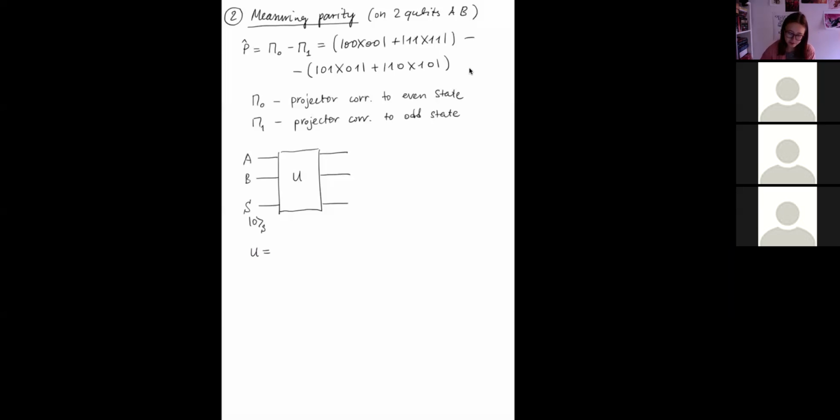So my proposition for this unitary is the following, and again you'll see that it's constructed in a very similar way as a C-NOT operation. Since we have the projectors which correspond to the even and odd states, we do the following. This is acting on the first two systems, A and B. If the first two systems are in an even state, then essentially nothing happens on the system S. If the systems A and B are in an odd state, so they're projected into the odd state, then we apply an X operation on the system S. So we flip it.